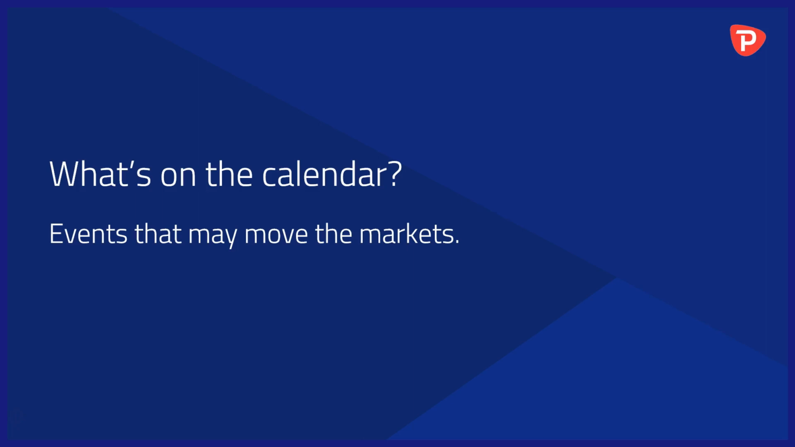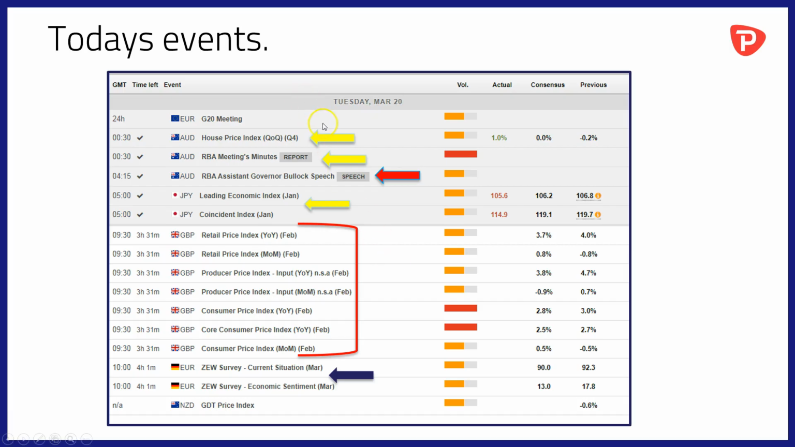What's on the calendar then? Events that may move the markets today. A pretty compact calendar. G20 meeting is ongoing in Buenos Aires. We've already had house price index data out of Australia for Q4. And perhaps more importantly there, we've had the RBA minutes and a speech from the Reserve Bank of Australia's Assistant Governor Bullock. From Japan, in the last couple of hours, we've had leading economic index data and coincident index data, both read slightly lower than we might have anticipated.